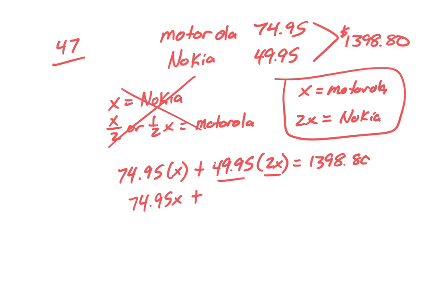And then here, we're going to multiply both of those together. So 49.95 times 2x. $49.95 times 2 would be 99.9. And now here's what we talked about, right? Because these both have x's on them, can we combine them together? Yeah. Okay, now we can combine like terms. So now both of these can be put together. And 74.95 plus 99.9.